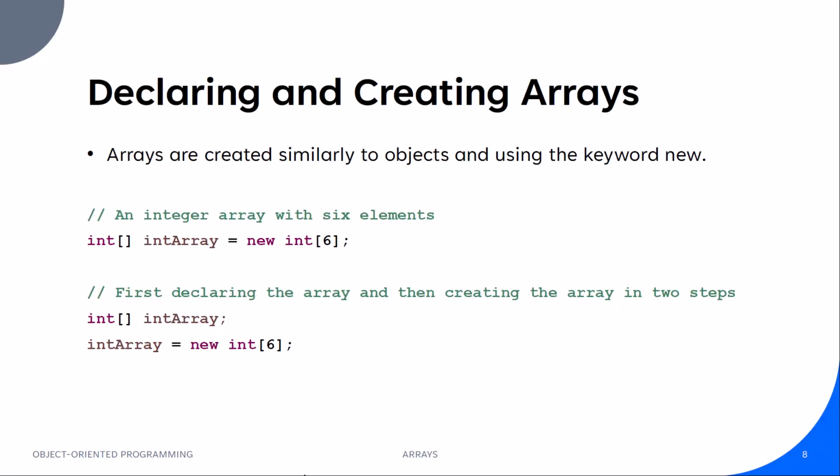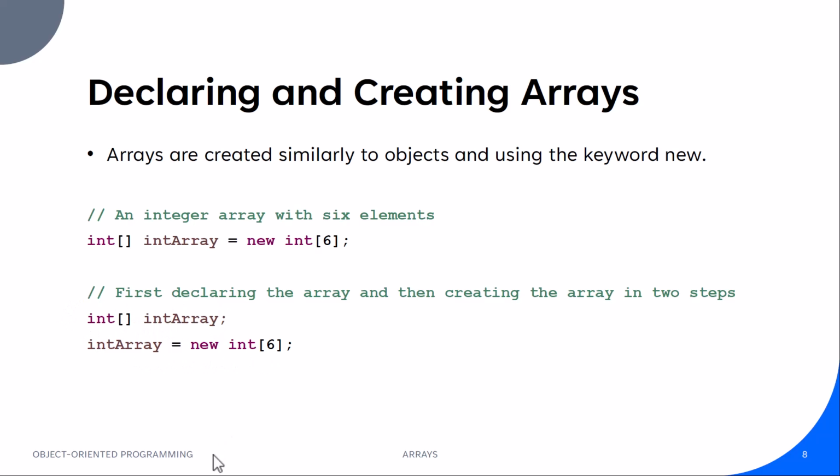Let's see how we can declare and create arrays in Java. Arrays are created similarly to objects and using the keyword new. And here's an integer array with 6 elements. First, we are going to specify the type of the array, and using the square brackets, we are going to indicate that this is an array. So this is an integer array. And then we are going to name our array, which will be the reference for this array object. Then we are going to use the keyword new, and then we are going to specify the number of elements in this array. We can also do this in 2 steps, such as declaring the array first and then creating the array.